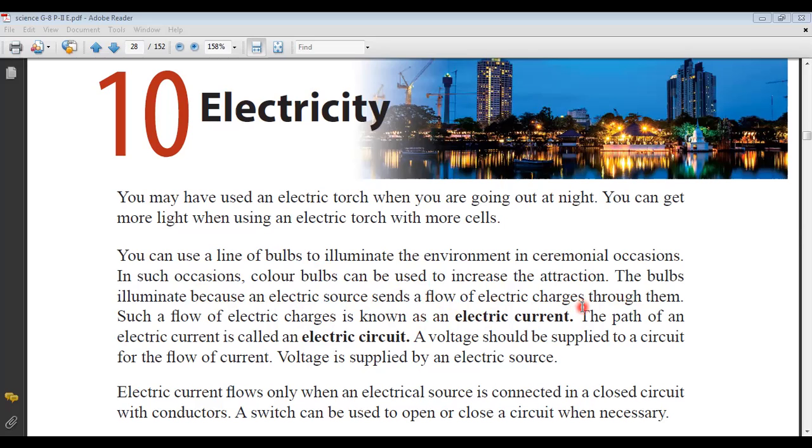So before we continue this lesson, let's learn what electricity is and how it is generated. Now, before that, let me explain. You must have had some confusion about the cell and the battery. Let me explain the difference between a cell and a battery.